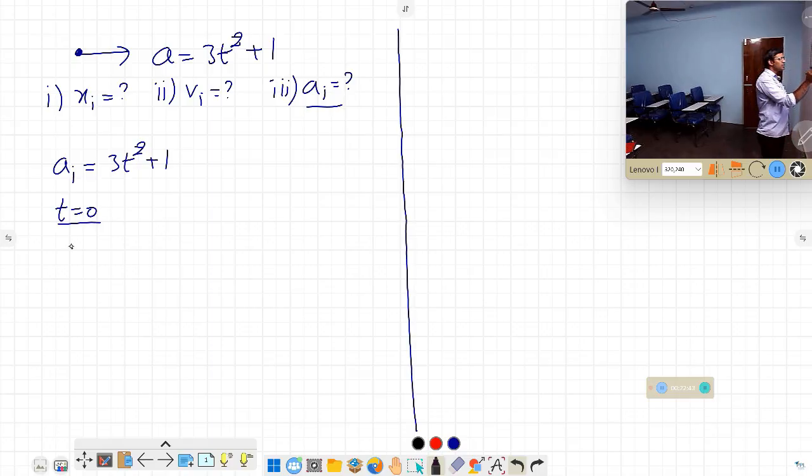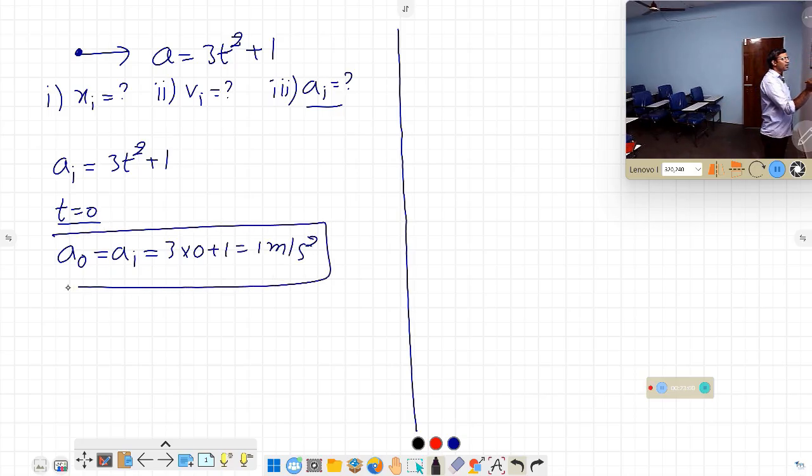So put the t value 0, directly you will get the initial acceleration, that is a naught, or otherwise a i, is equal to, how much you get? 3 into t value, if you put 0, 0 plus 1 is equal to 1 meter per second square you get. So initial acceleration of the particle, how much you got? 1 meter per second square. Now go to the reverse. Second, this is which question? That is velocity. What is the initial velocity?